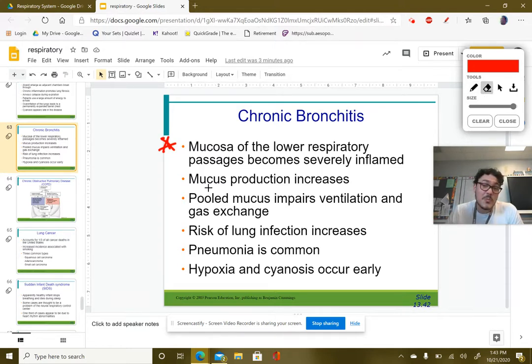Mucus is not a bad thing. Too much mucus is a bad thing. Pooled mucus, so you literally start to have a pool of mucus, impairs ventilation, so how well you can breathe, and it impairs gas exchange, so how well the gases actually make it to the blood. Risk of lung infection is going to increase because of this. Pneumonia is more common. Pneumonia is trapped liquids in the lungs. That could be fatal. And then finally, we talked about hypoxia already, right? That's low levels of oxygen in the blood. And then cyanosis, that bluish discoloring, occurs pretty early with chronic bronchitis as well. So those are things that can occur with this condition in a pretty common sense.